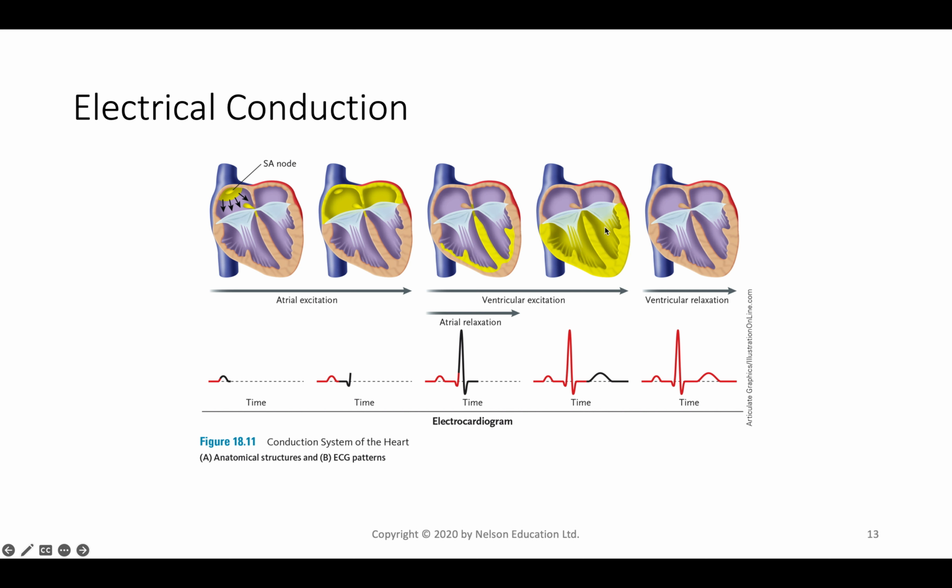And then when we have the ventricular contraction, which happens right after the ventricular excitation, excitation causes contraction, then we're going to force all of this blood out through the semilunar valves. These are going to go out to the lungs.